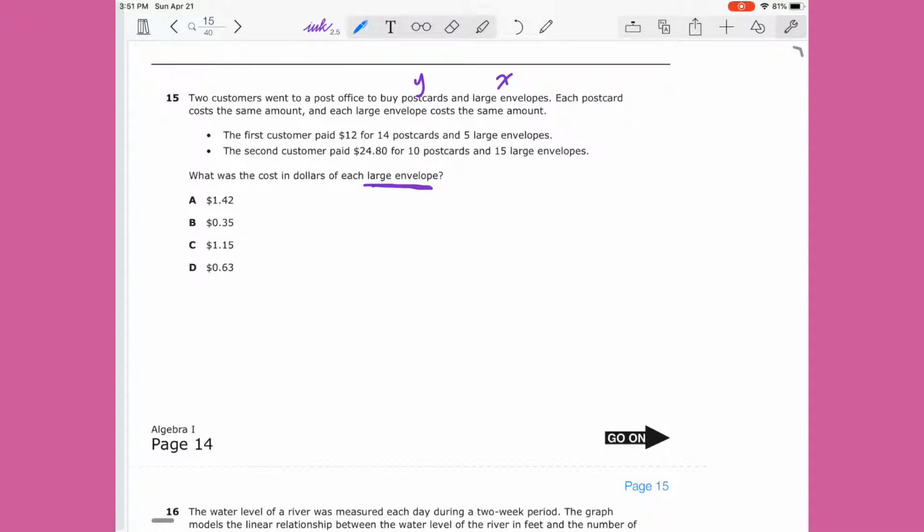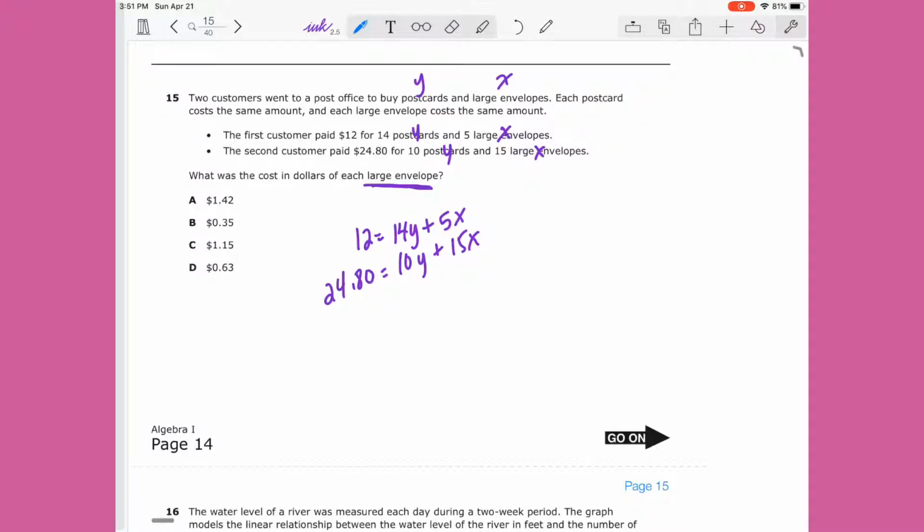Well, these equations are kind of already set up for you. The first customer equation is going to be 12 is equal to, again, we said this is y and this is x, so that's going to be 14y plus 5x. So that's going to be $12 is equal to 14y plus 5x. And then the second equation is $24.80 is equal to 10y plus 15x.